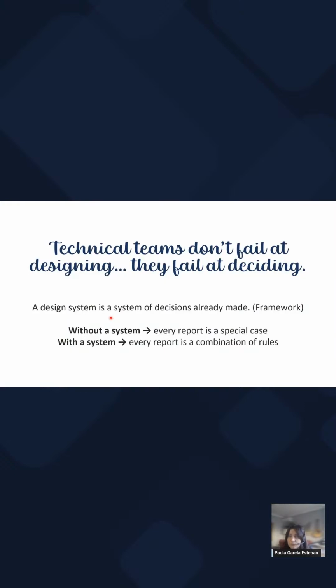Because the truth is, technical teams don't fail at designing. The failing is at deciding. And it's where design systems make sense, because it's a system of decisions that have already been made. This is like a framework. Without a system, every report is a special case. You need to spend hours thinking about where to put the elements, etc. With the design system, every report, at least these graphical sides, is a combination of rules.